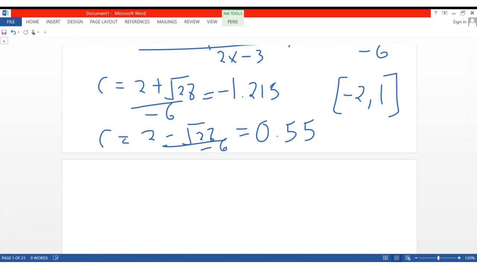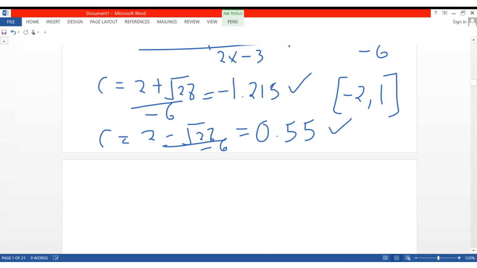then divide by negative 6. Negative 1, that's okay. 2 minus square root of 28 divided by negative 6. Okay, so we shall still be able to take all the values because they are in between the interval.